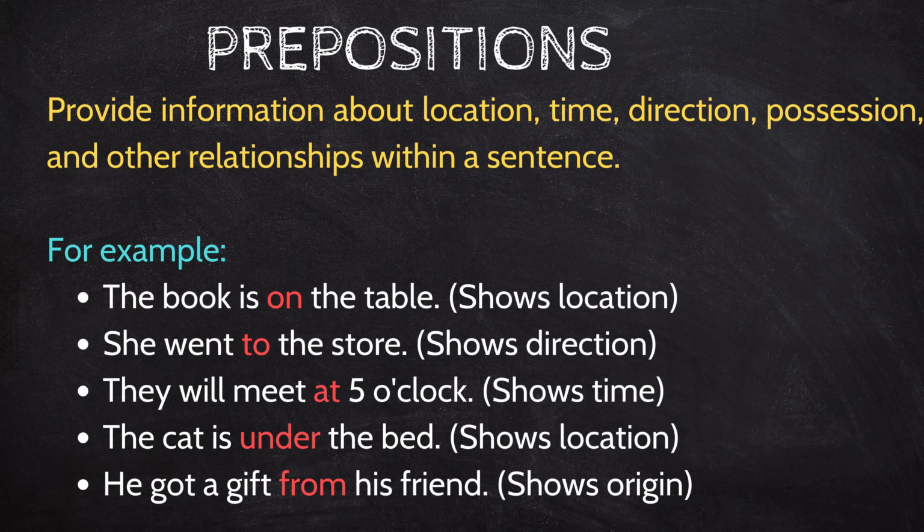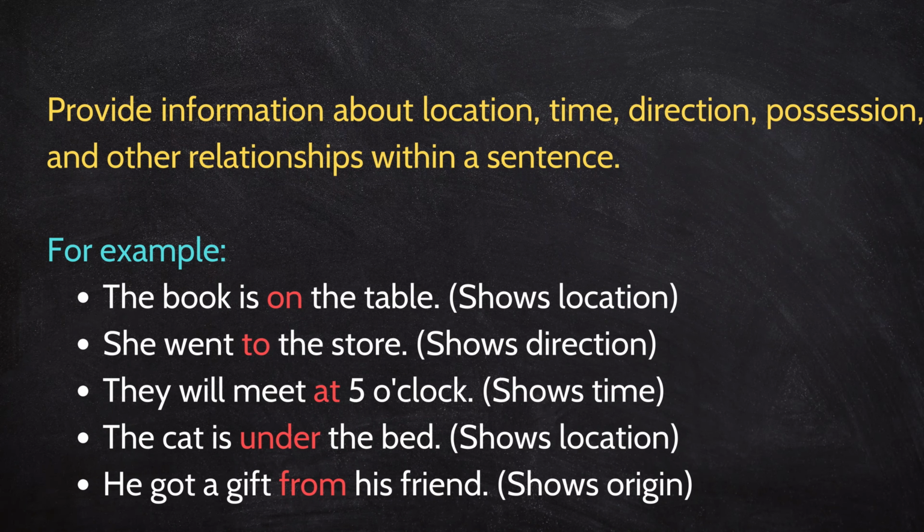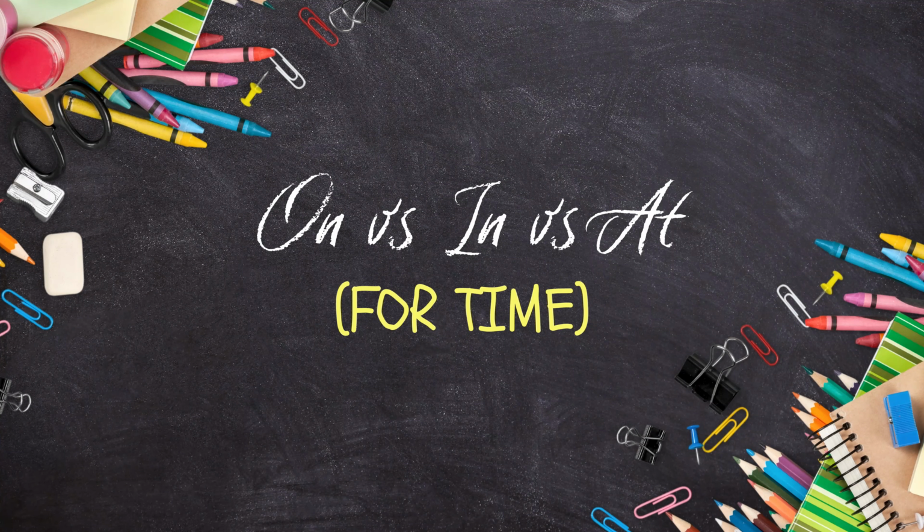He got a gift from his friend. From shows origin. Here, in the sentence "She went to the store," to shows direction. How? It is saying that she went towards the store.